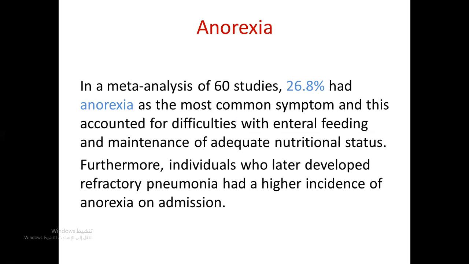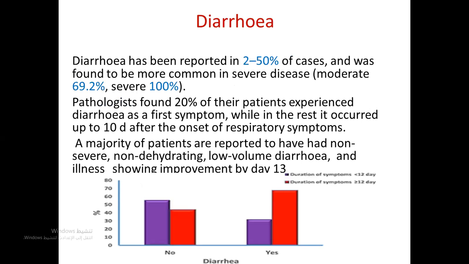Furthermore, individuals who later developed refractory pneumonia had a higher incidence of anorexia on admission، يعني اللي بعدين يحدث عندهم pneumonia كانوا عندهم anorexia قوية جدا. Next. Diarrhea، أيضا ذكرنا أن الأنوركسيا والدياريا تعتبر من الـ most common symptoms. Diarrhea has been reported in 2 to 50% of cases and was found to be more common in severe disease.